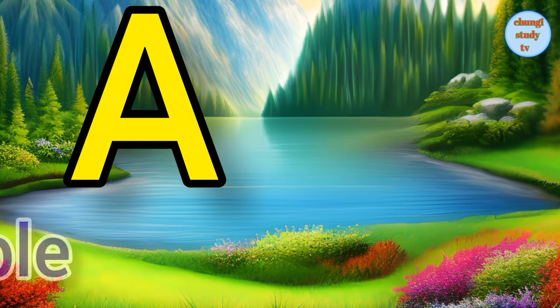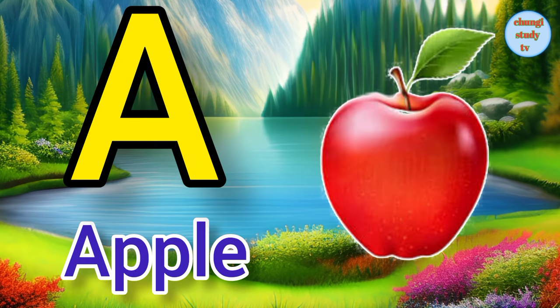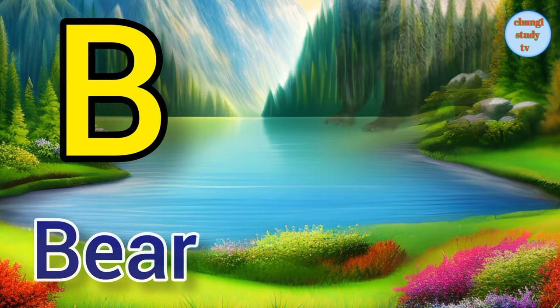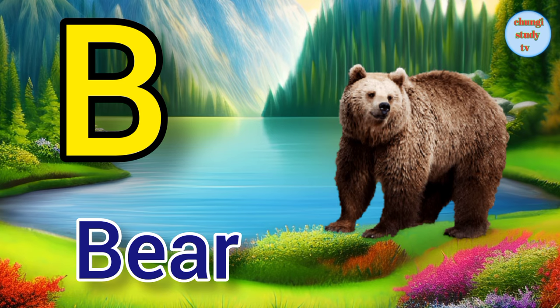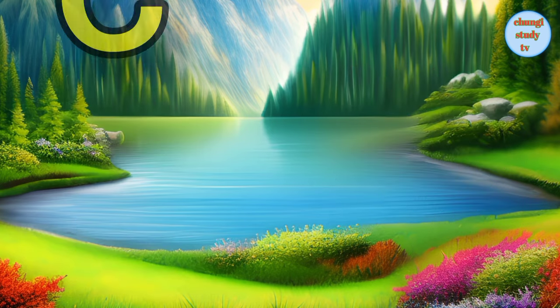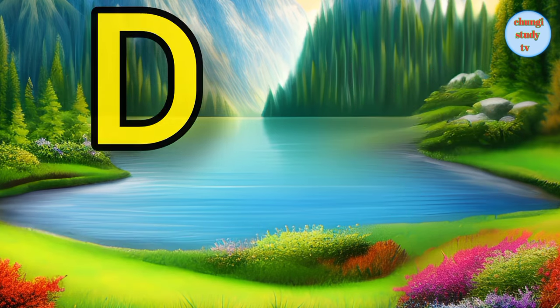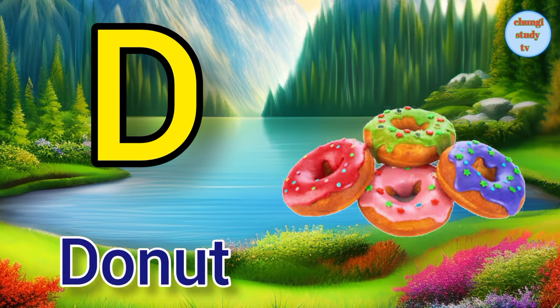A for apple. Apple means shape. B, B for bear. Bear means bhalu. C, C for camel. Camel means oot. D, D for donut. Donut means donut.